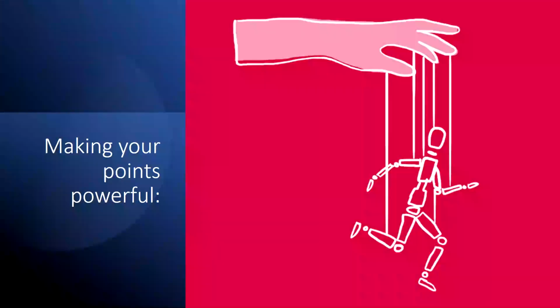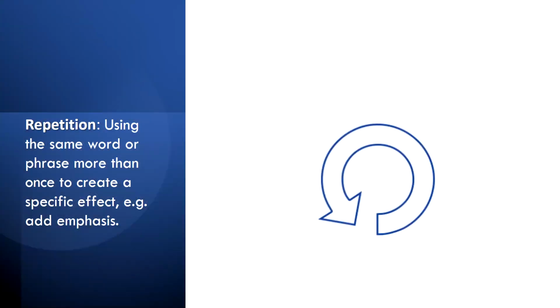So once you've got that relationship established between the reader and writer, you want to think about how you can make your points, make your argument more powerful. And techniques that can help you do this include repetition, using the same word or phrase more than once to create a specific effect. And that often is adding emphasis. You're picking out words that you really want to have power and weight in your article.